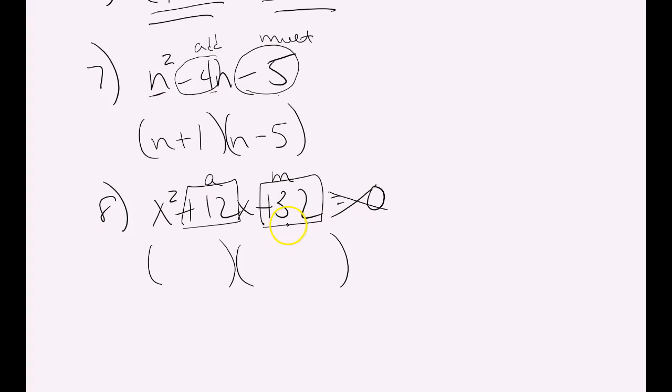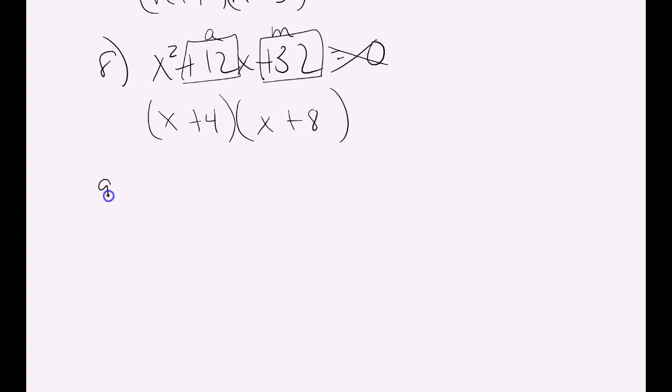All right, so multiply. What times what? Okay, let's see. 32. Is that 8 and 4? Yep, 8 times 4 here, and 8 plus 4 is 12. Yes, it is. So I'm going to factor just like that.